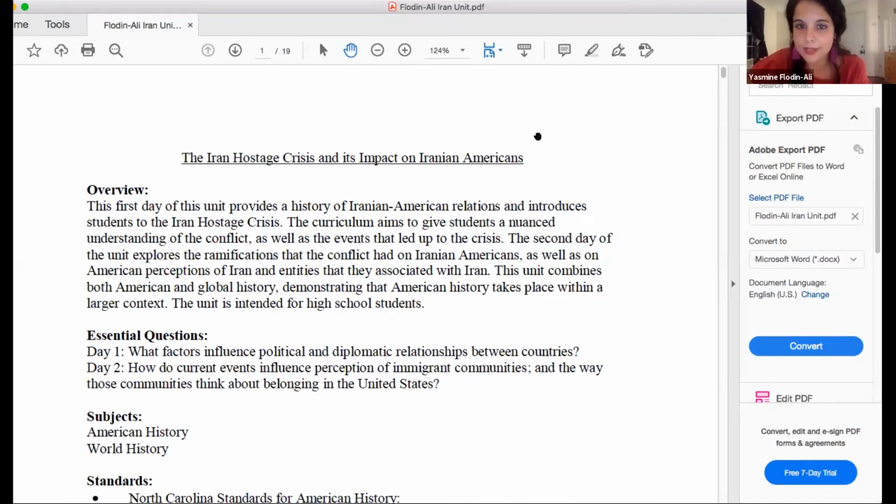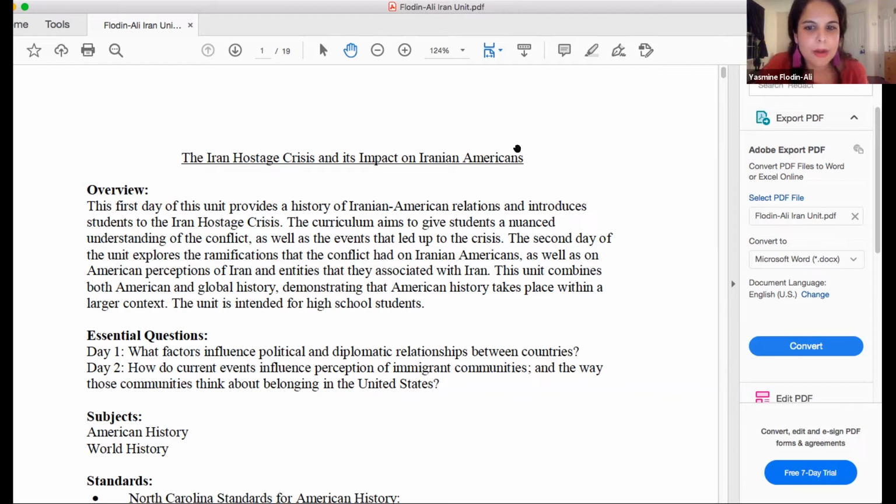So I'll start off with our essential questions because they're pretty different for the first 2 days. The first day is going to be focused on the hostage crisis. And then the second day is going to be focused on its impact on Iranian Americans because it had a pretty profound impact. And I think it's really interesting to think about how events abroad affect people in the US.